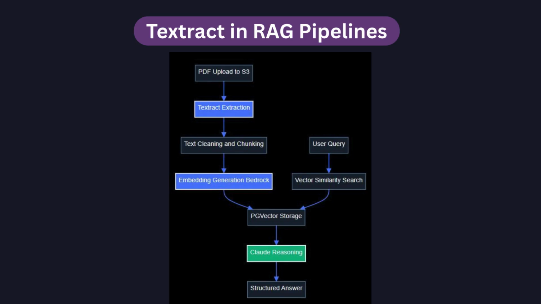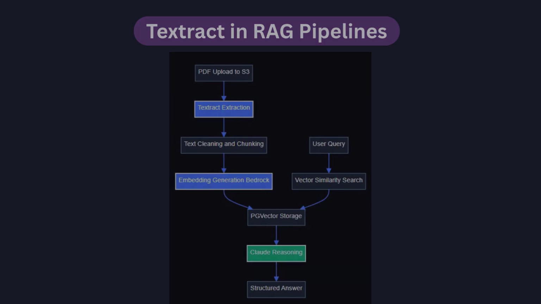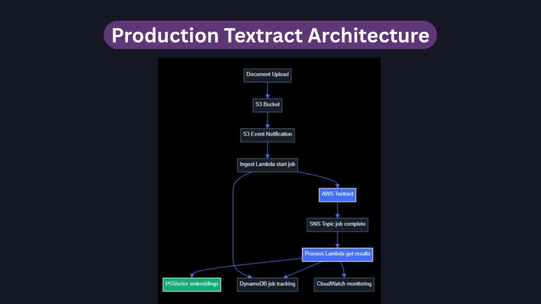When a user submits a query, the system performs vector similarity search to retrieve relevant chunks. These chunks are then passed to a language model, which generates a final structured response. Textract plays a critical role in this pipeline because it ensures that unstructured documents are converted into clean, structured, and searchable text. Production Textract architecture.